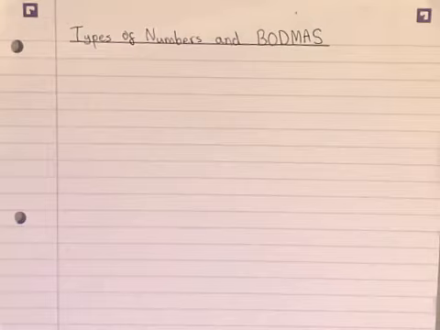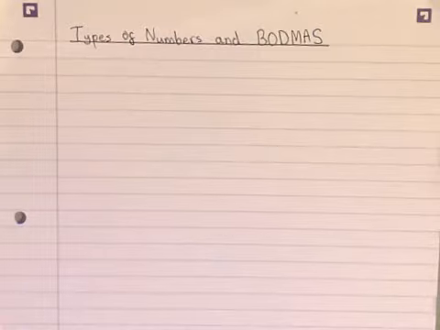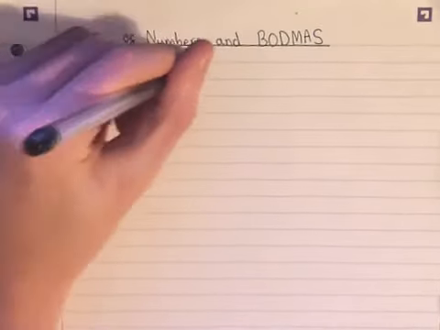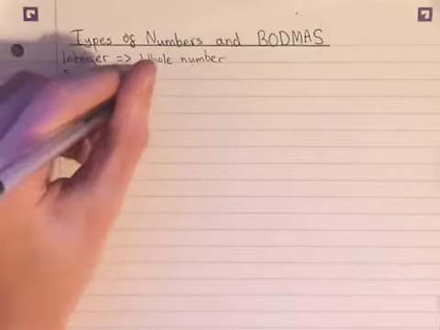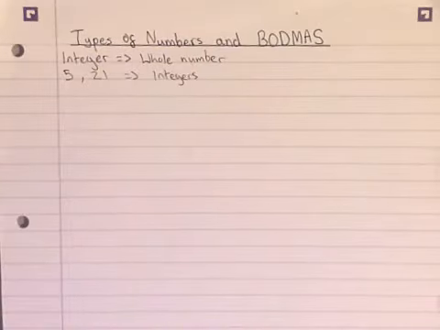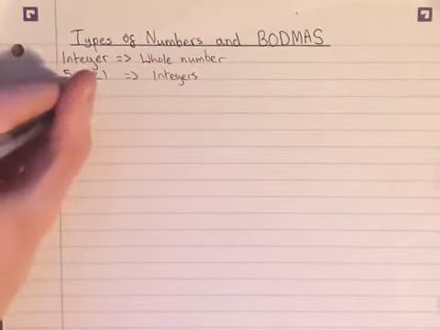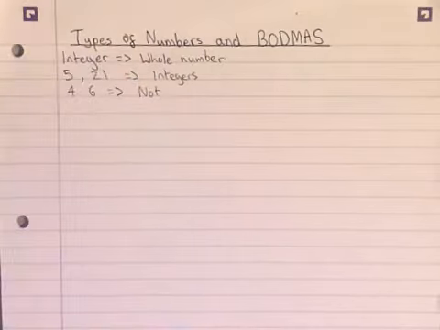In this video, I will be showing types of numbers and Bodmas. So to start off with, we have integers. Another word for integer is a whole number. For example, 5 and 21 would be an integer, but decimals such as 4.6 would not. Pretty simple.